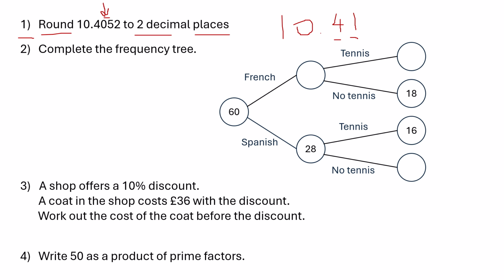Hence, we have rounded, okay? So remember, 5 or more, you round up. 4 or below, you bump down or round down.